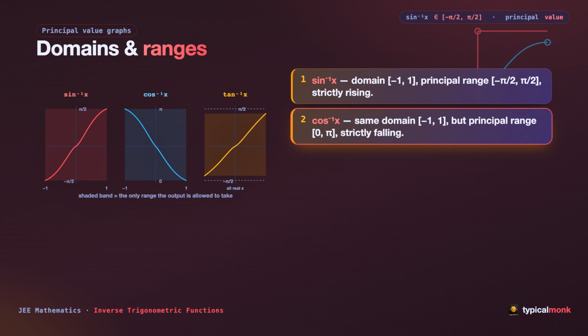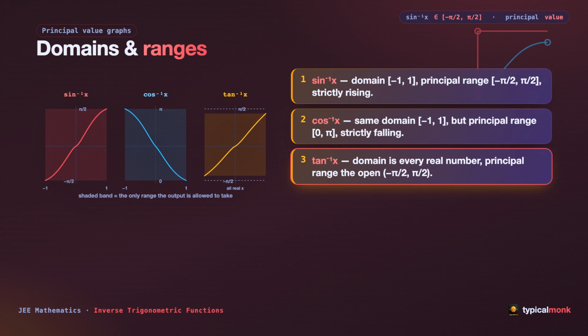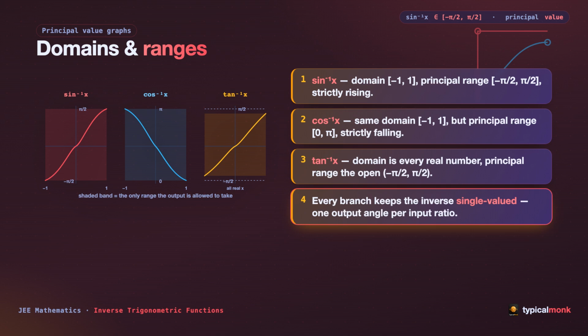Second, cosine inverse x. Same domain, -1 to 1, but its principal range shifts to the closed interval from 0 to π, and the curve now falls instead of rising. Third, tangent inverse x. Its domain is every real number, but its principal range is the open interval from -π/2 to π/2. The curve flattens toward two horizontal lines it can approach but never touch. Lisa's way of remembering all three: the shaded band is not a suggestion. It is the only place the output is allowed to live. Choose the wrong branch, and the answer is simply wrong.